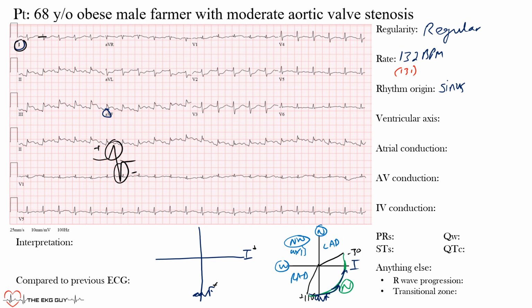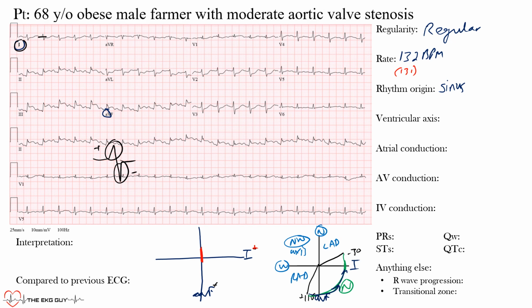So if it was mostly positive, it would go towards the positive end of lead 1. If it was negative, it'd go away from that positive end, okay? But because it's isoelectric, it kind of falls on this line. So we'll leave it there. So hopefully that makes sense.